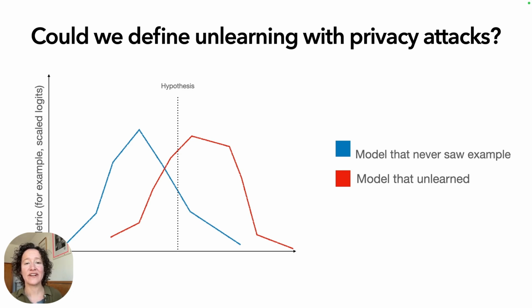And if we can do that effectively, then we can prove we haven't really unlearned much. So if we're unlearning correctly, we want to make these distributions as overlapping as possible. We want to make it almost impossible to tell the difference between a model that never saw the example and a model that unlearned the example.